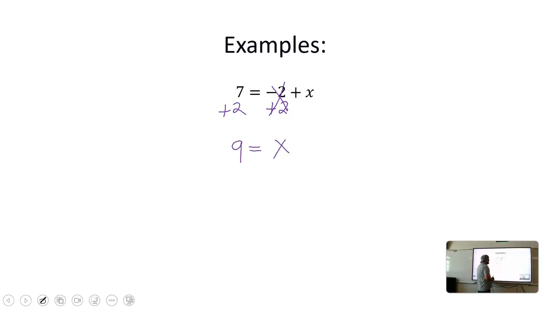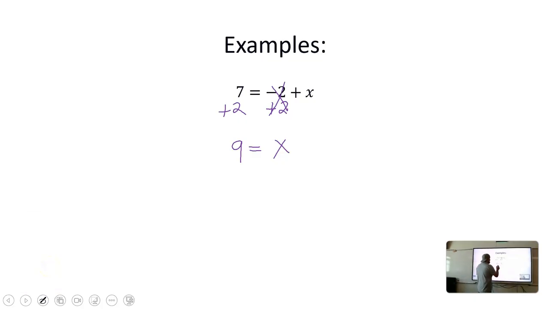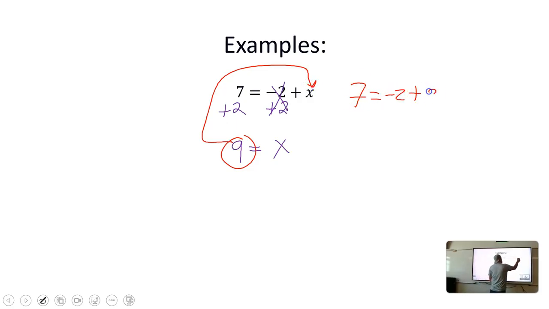You only have your x left over on this side of the equation. Let's go ahead and double check, make sure that is correct. So take this 9, plug it in here. Does 7 equal -2 plus 9? Indeed it does. So we were able to solve and figure out what our variable represented.